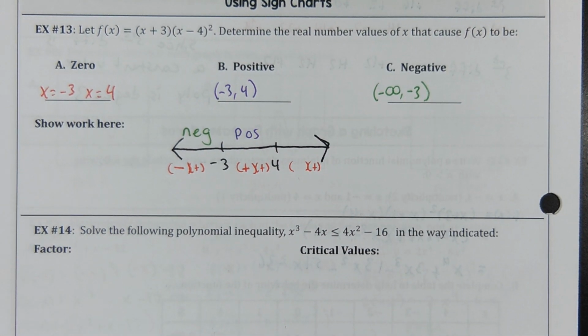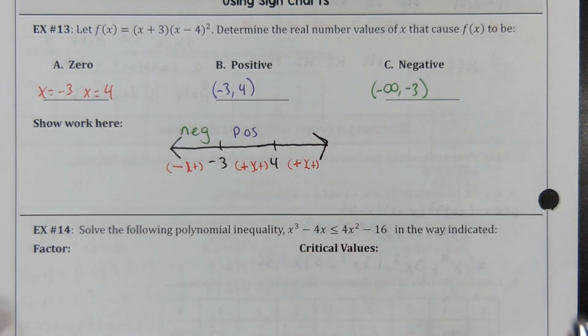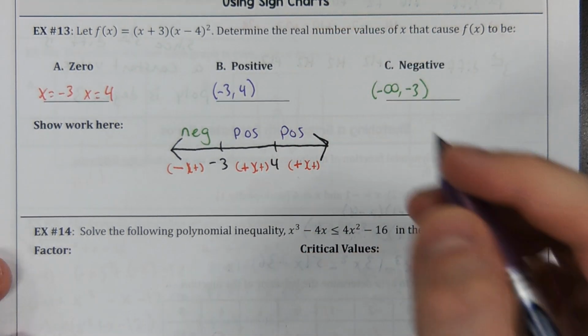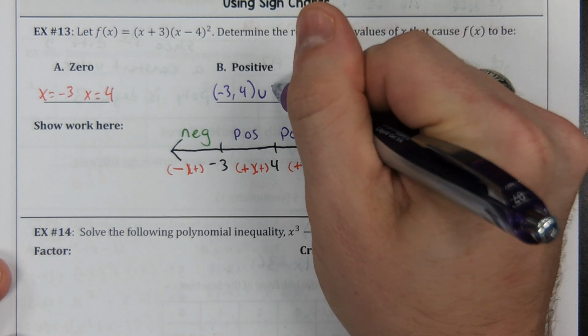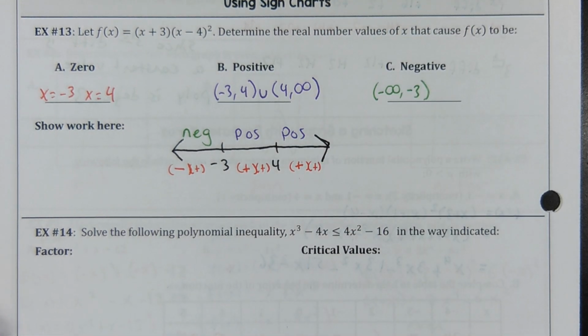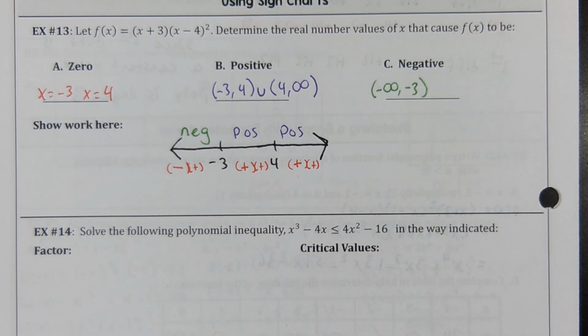And then pick any number to the right of 4. It doesn't matter what you choose. 5 is a great number. 5 plus 3 is positive. Product of two positives will always be positive. So I'm also positive after 4. Ta-da. You wouldn't use brackets. We can't use brackets on positive and negative because at the number x equals 4, we're on the x-axis, which is a y value of 0, which is not positive, nor is it negative.